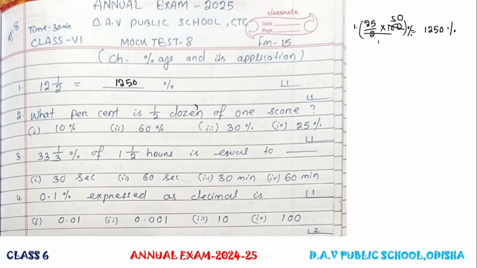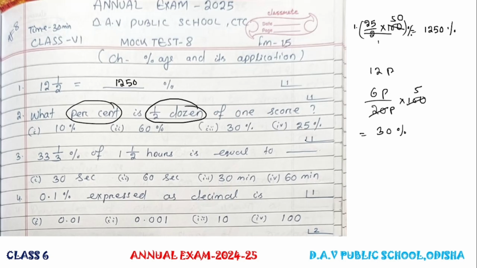Next question. What percentage of 1 score is half a dozen? We know that 1 dozen is 12 pieces and half a dozen is 6 pieces. Of 1 score, okay, 1 score means 20 pieces. When you convert it into percentage, we multiply by 100. So 6 by 20 into 100, that is 30%. So the answer is 30%, option number 3. Next question.